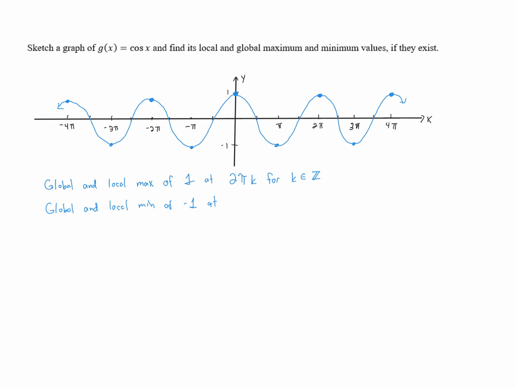Now, the way that we write that, because we have an odd multiple of pi, it's going to be 2k plus 1 times pi for k, an element of the integers. We could also distribute that pi, and we could write this as 2 pi k plus pi. Either way works. This is a formal way of writing odd multiples of pi.